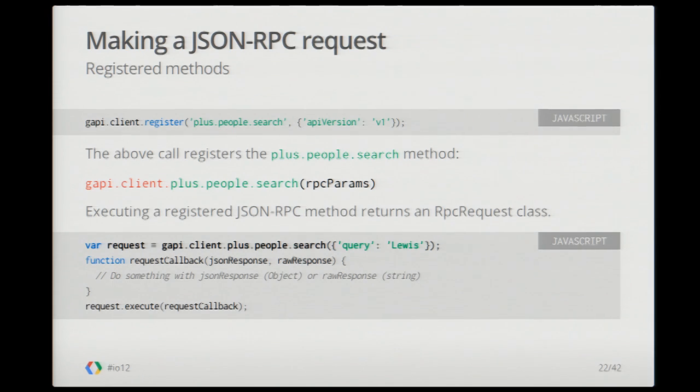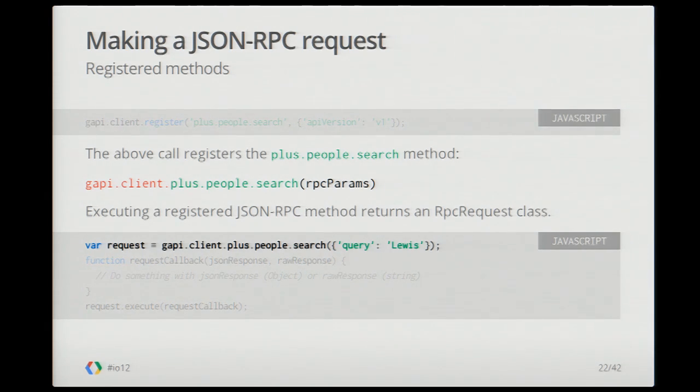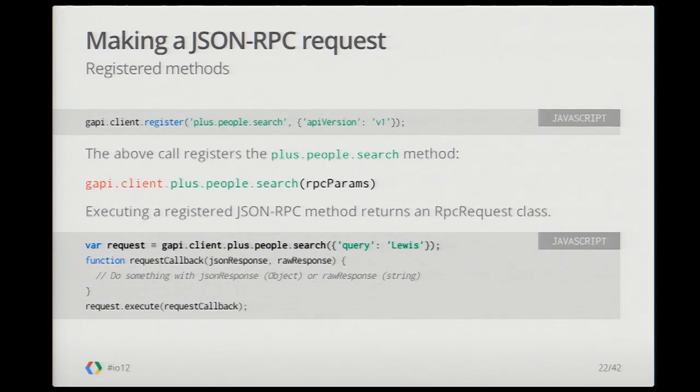So in the example down here at the bottom, let me just highlight that real quick. This is where we call the method. I pass in the same query that I was interested in before. I want to find everybody named Lewis. And I get a request object back. And then I can execute that request object and pass in a callback.